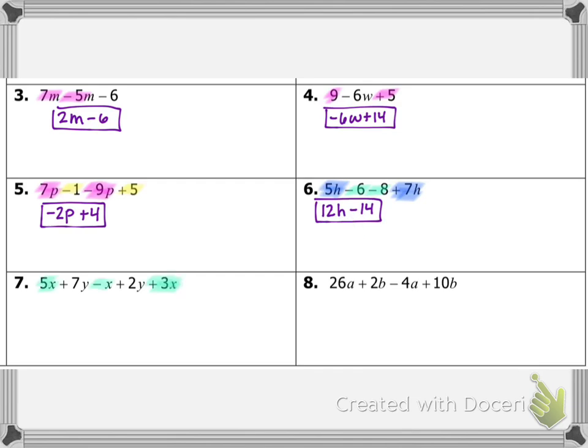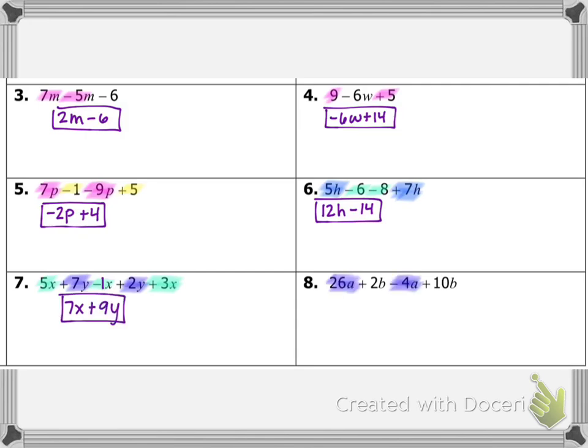Number 7. So this one has x's and y's. So 5x minus x. Remember, there's like a 1 in front of that right there. So just like the term we looked at for number 2, you could write this as negative 1x. So if we're doing 5 minus 1, 5 minus 1 is 4. And then 4 plus 3 is 7. So 7x. And then we combine our y terms. So 7y plus 2y is 9y.